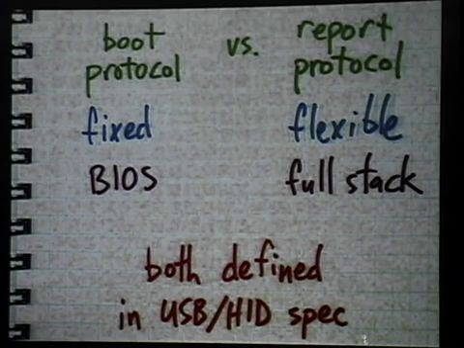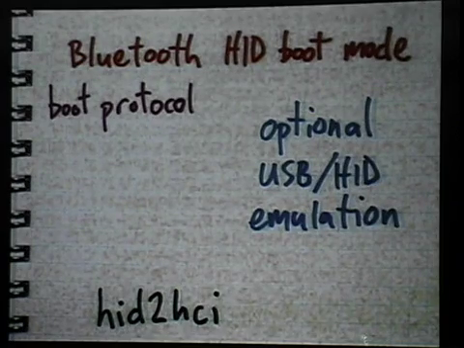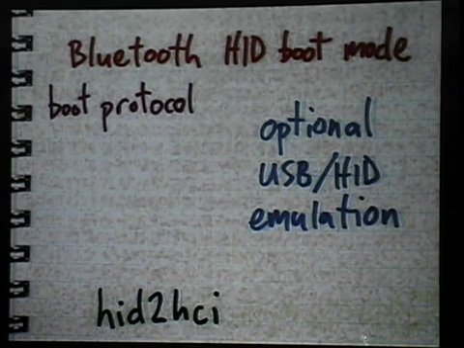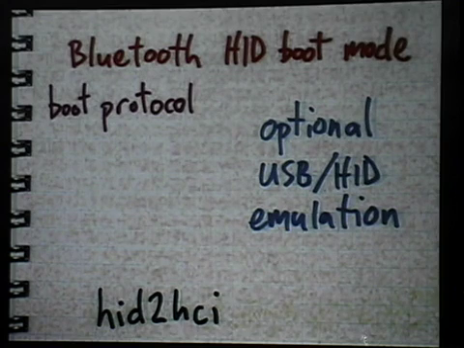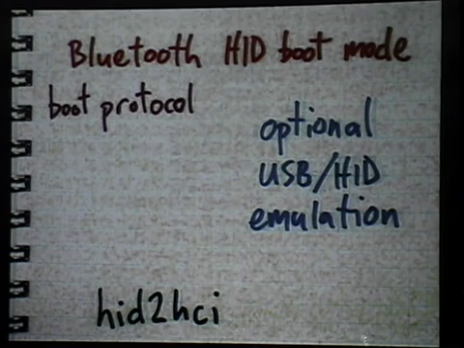These are both defined in the HID specification with the idea that boot protocol is available for BIOSes to use. Bluetooth specifies something called boot mode, which is an extension of this idea. When a device is in boot mode, or in particular when a dongle is in boot mode talking to a device, it's using the boot protocol to talk to the device, and it's also probably using USB emulation. So what it does is it tells the host computer, hey, I'm a USB keyboard.